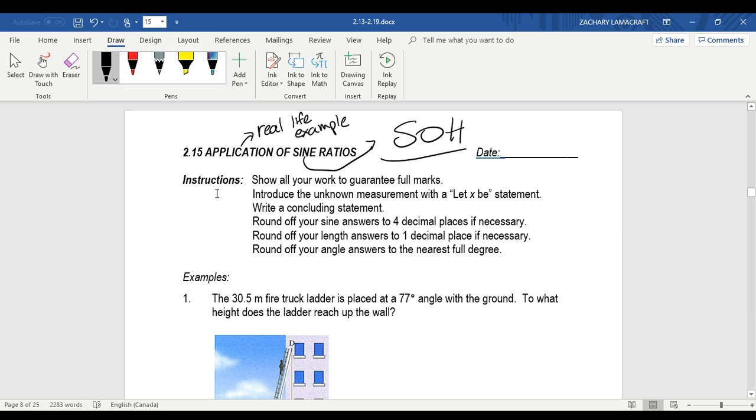So instructions are as follows. Show all your work to guarantee marks. Since we're doing an application question, we always want to make sure we do this, which is our let x be statement. So whatever our unknown is, we want to make sure that we let x be something. And our concluding statement, remember we have our therefore and it equals. Once again, we round.